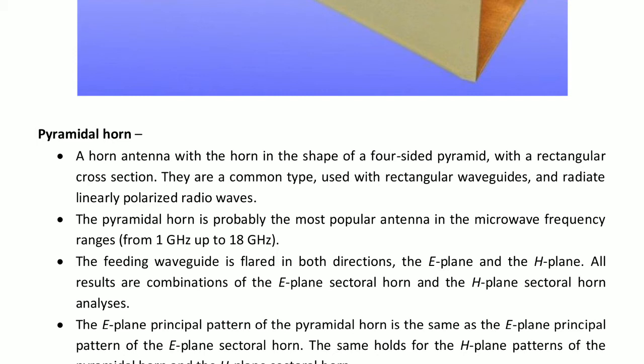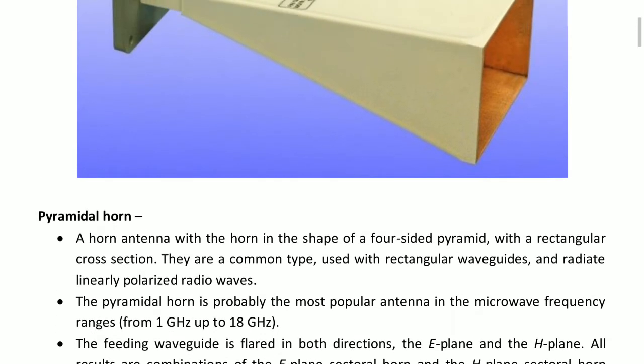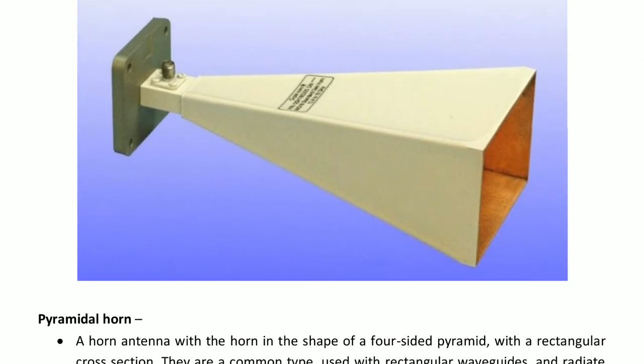H side means magnetic field orientation. Okay, so it has a flared structure that is towards the electric field and also towards the magnetic field. The electric field is shown by capital E, which is vertically oriented, and the H is horizontally oriented, which is nothing but the magnetic field. So at the opening of the waveguide there is a flaring to the E plane and H plane also, or we can say towards the electric field orientation and towards the magnetic field orientation.